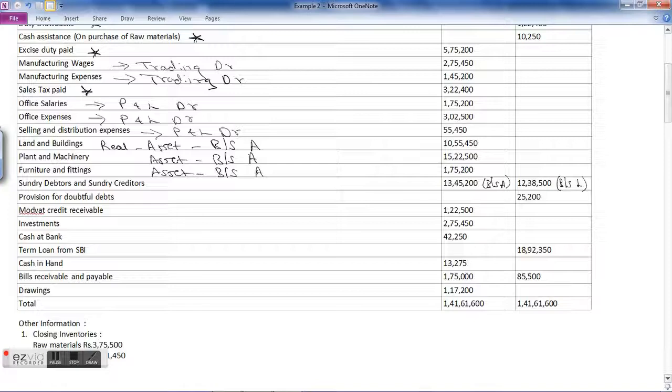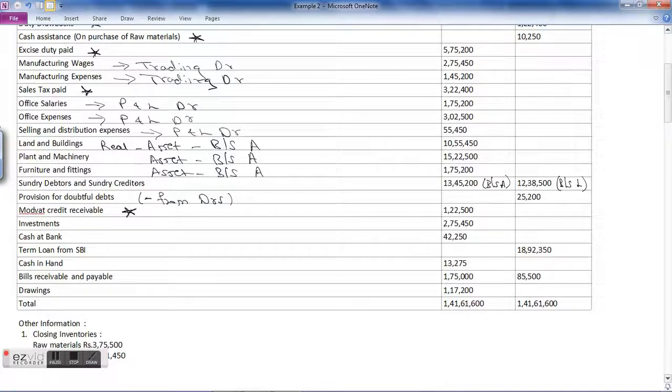Okay, then provision for doubtful debts. Provision for doubtful debts is how much? 25,200. So it has to be reduced from debtors. Correct? Then MODVAT credit receivable. Again, this is related to your excise duty, and also we will solve it later. Investments. Investments again is a personal account which is showing a debit balance here. That is 122.